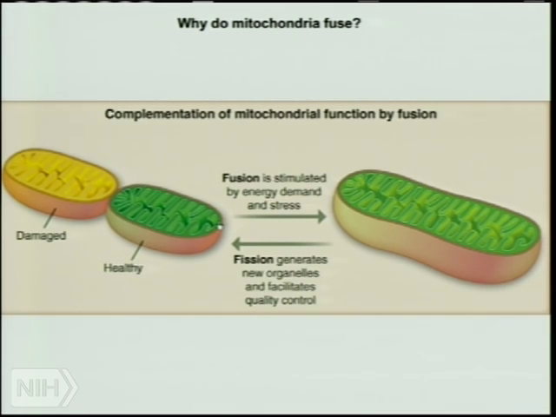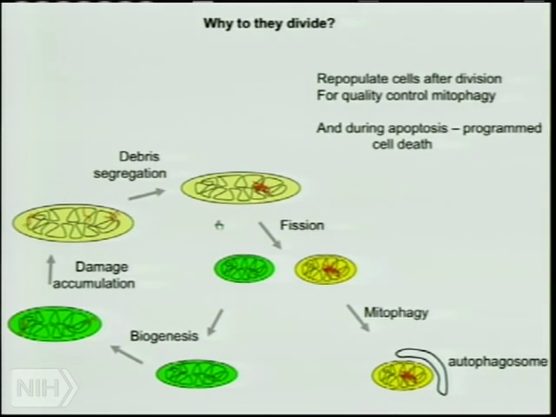Now, fission's easier to understand in some ways. I mean, obviously you need to divide mitochondria to repopulate more cells. Every time you have more people on the planet, you need more mitochondria, so you have to divide. But also, what I'll come back to later is this idea of fission as a quality control process.